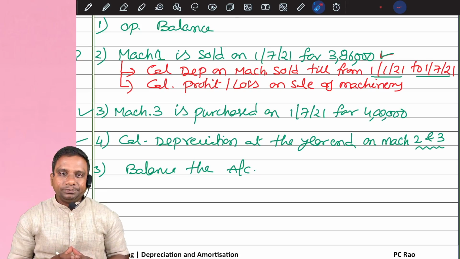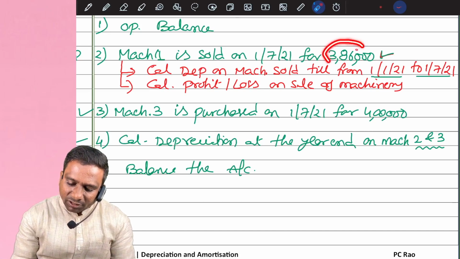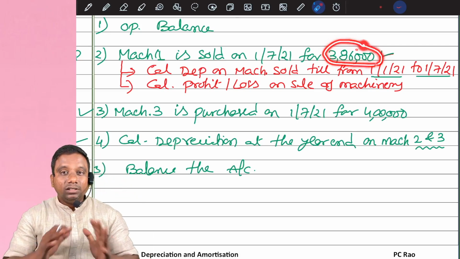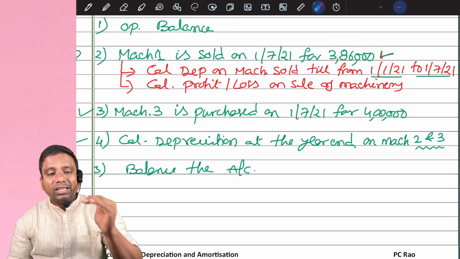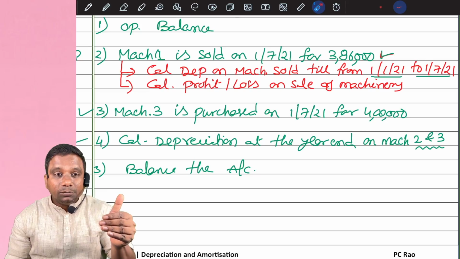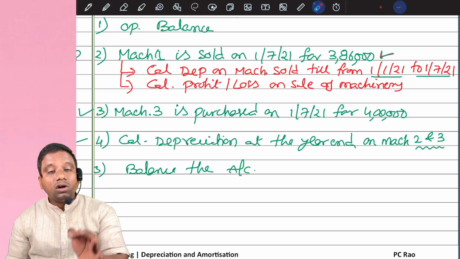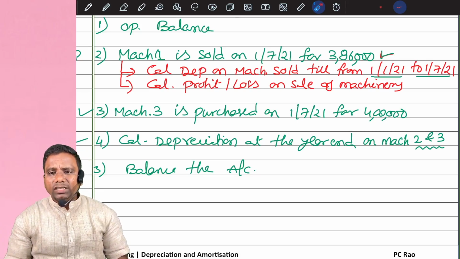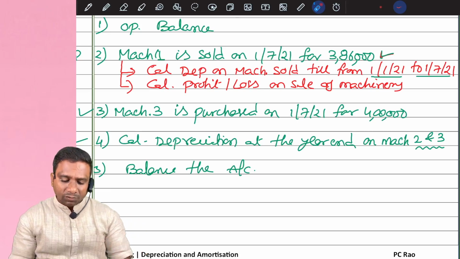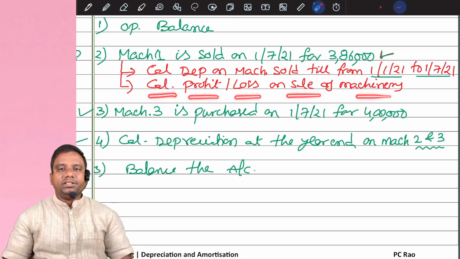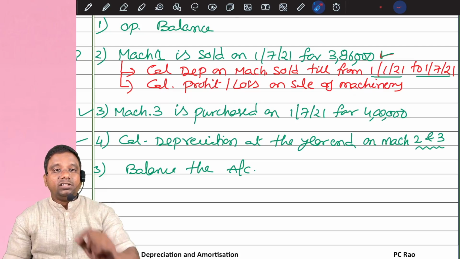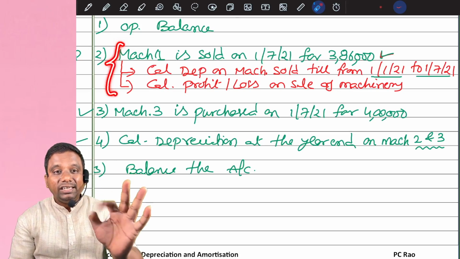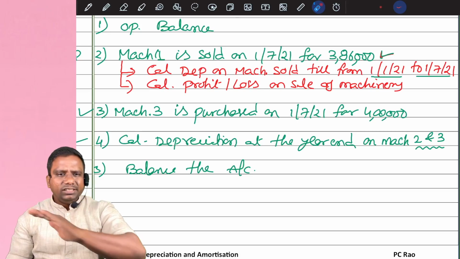Second, we sold the asset for 3,86,000. Record the entry for this. Third, we have sold the asset, so calculate profit or loss on sale of asset. This is unavoidable. Whenever we sell an asset, calculate profit or loss on sale of asset. So don't forget, whenever you sell an asset, record these three transactions. Yes, sir. This is completed, sir.